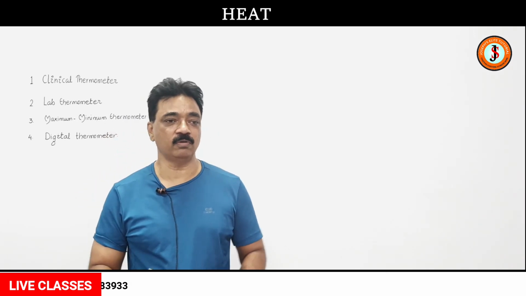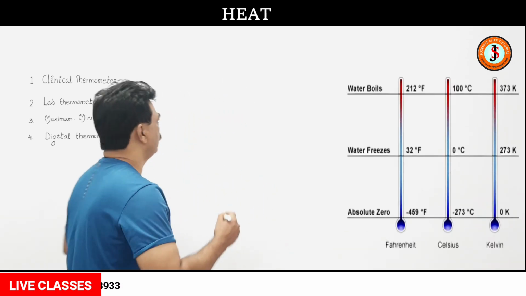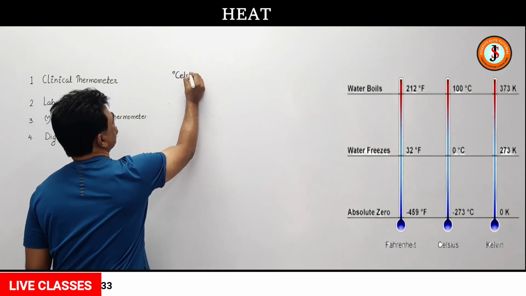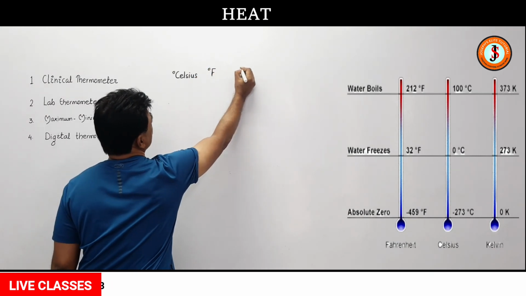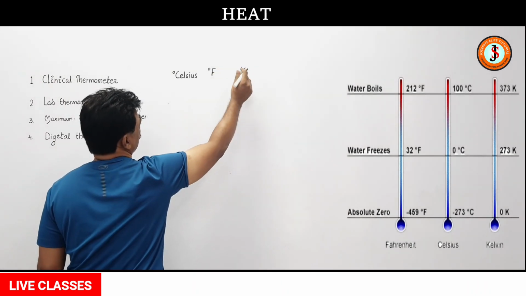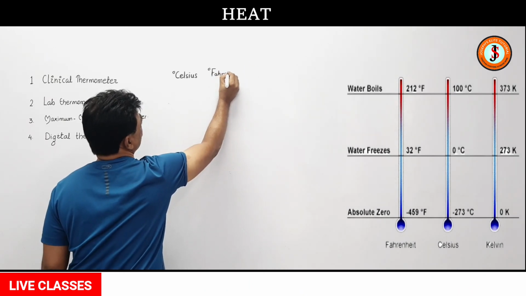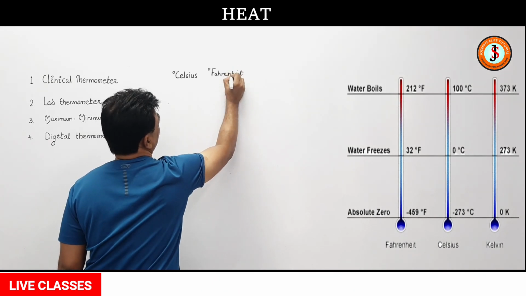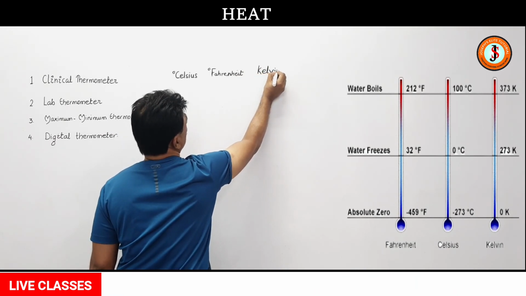And once again I am telling you, temperature scales are mainly of three types. Number one is the degree centigrade or degree Celsius, then degree Fahrenheit, and then Kelvin. In Kelvin, I have not put degree. I can write Fahrenheit. All right, Fahrenheit, and then we have Kelvin. So you have to also memorize a few things.